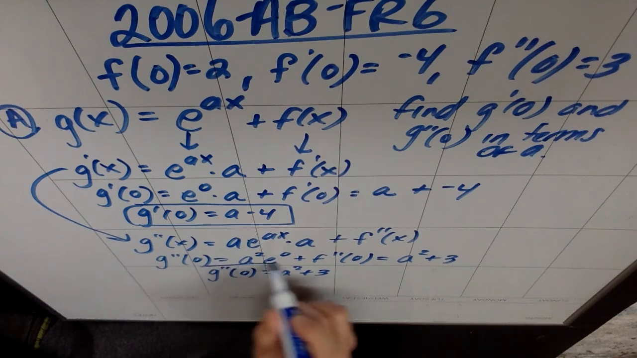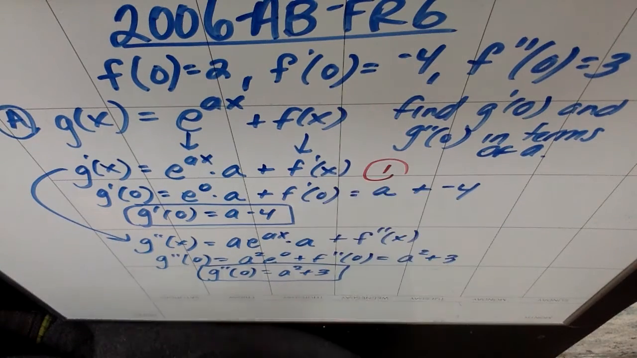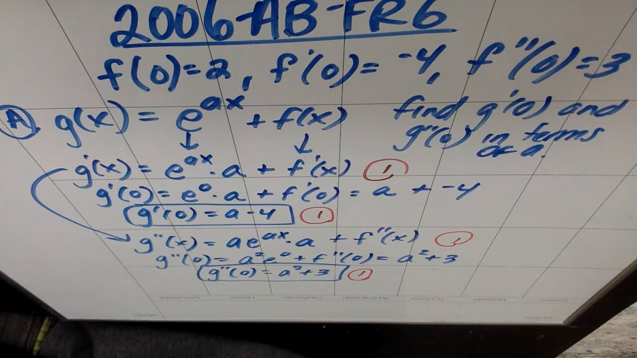This is one of those problems where the actual skill set's not really difficult. It's just a little bit different from something that you've seen and can make you feel a little uncomfortable. So that was worth 4 points. We got 1 point for finding g prime, 1 point for using it at 0, 1 point for finding g double prime, and 1 point for using it at 0.